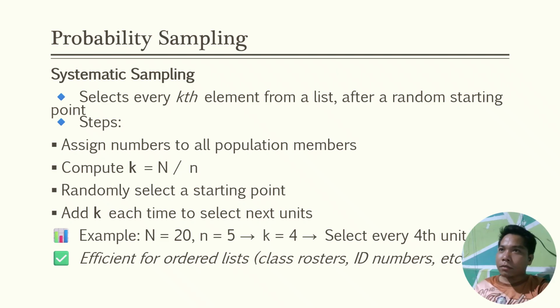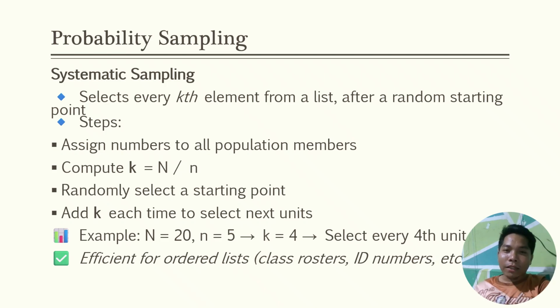So you can randomly select any number from 1 to 5. For example, if you select 3, then you need to start counting, starting in number 3, every fifth person to be your participant. So you have 3 plus 5, that's 8. Your second participant would be 8.